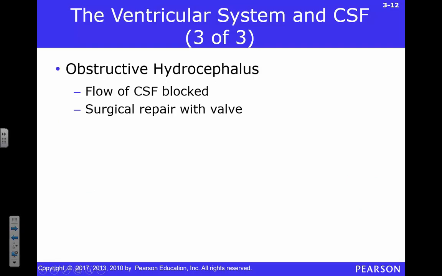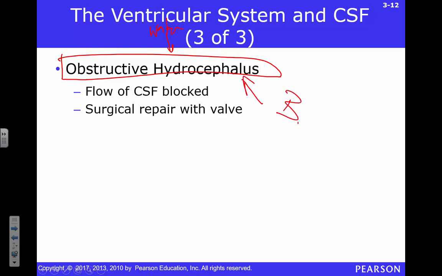Occasionally, your ventricles will get blocked, and that's called obstructive hydrocephalus. Hydro meaning water, cephalus meaning brain. How many of you have heard of encephalitis? Yeah, it's brain inflammation, right? I would avoid that if I were you. It's not usually conducive to your normal day-to-day activities. But obstructive hydrocephalus, this happens sometimes in kids.